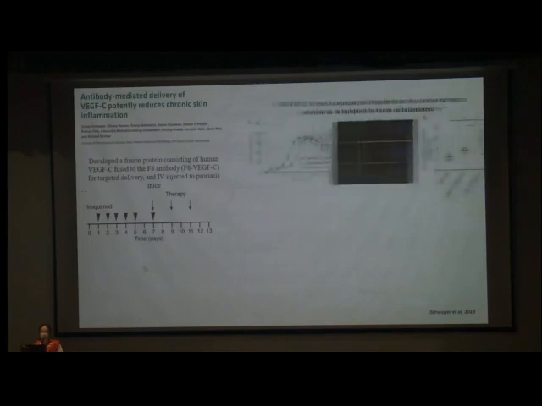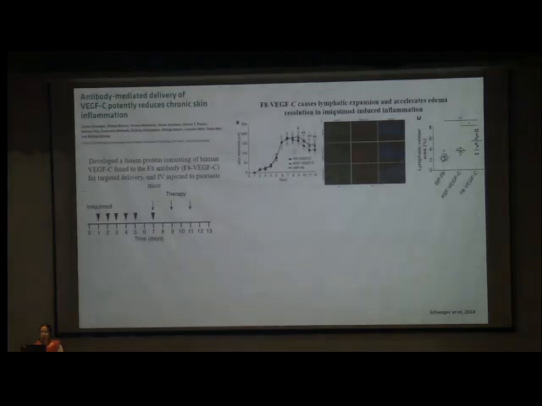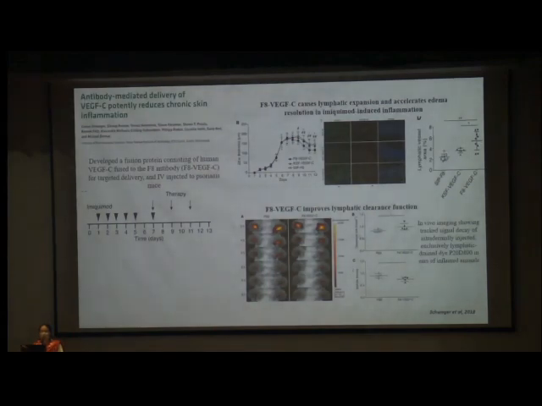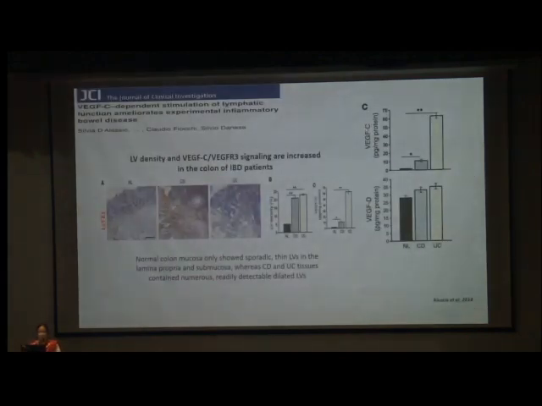they used this therapy and showed again that this targeted therapy was reducing the edema, it was increasing lymph proliferation or the lymphatic vessel density, and it was also improving the lymphatic clearance, which was shown by in vivo imaging. So this study clearly showed how targeted delivery represents a new approach for treatment of chronic inflammatory skin diseases.